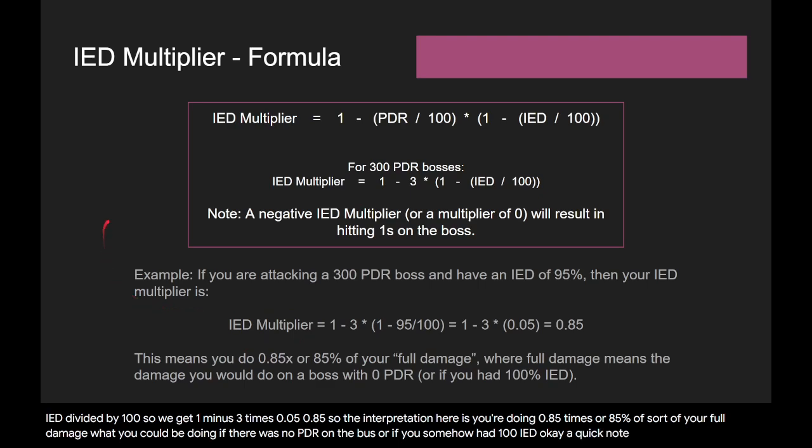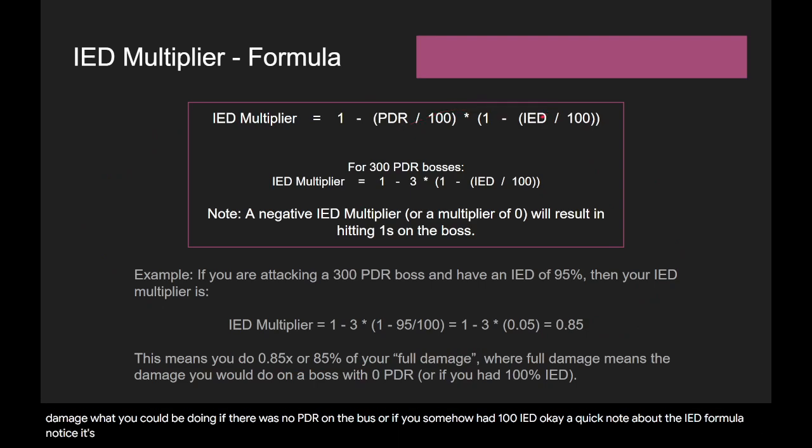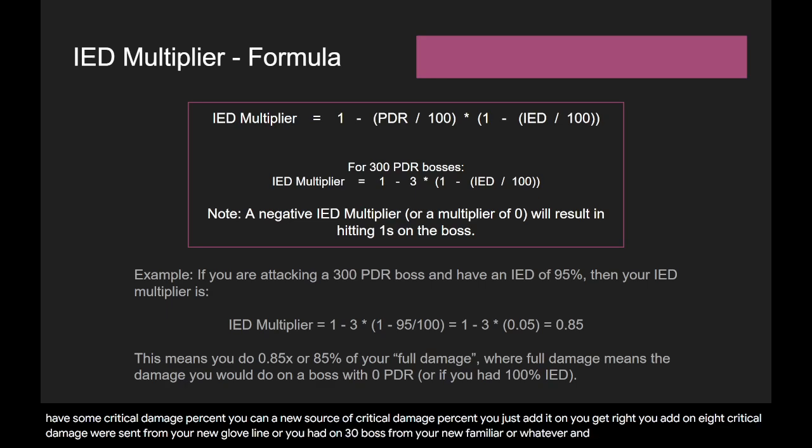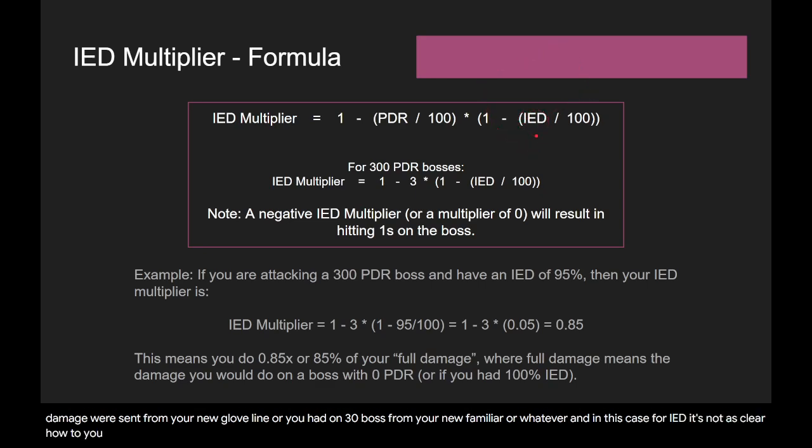Okay, a quick note about the IED formula. Notice it's not as clear what to do when you get new sources of IED. So for all of our previous multipliers, it was very easy to say, oh, you have some critical damage percent, you get a new source of critical damage percent, you just add it on. You add on 8 critical damage percent from your new glove line, or you add on 30 boss from your new familiar, or whatever. And in this case, for IED, it's not as clear. How do you find your new IED value if you get a new source of IED?